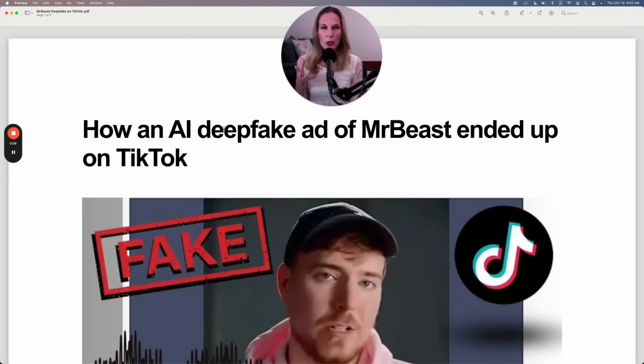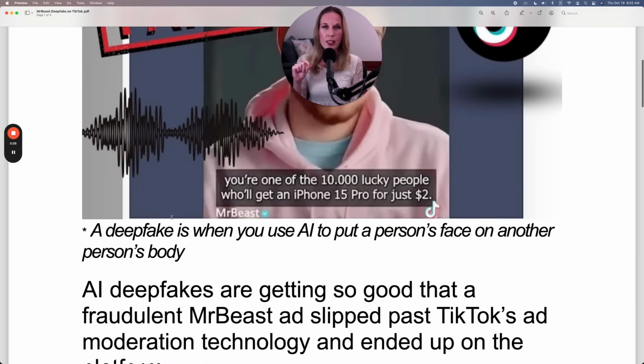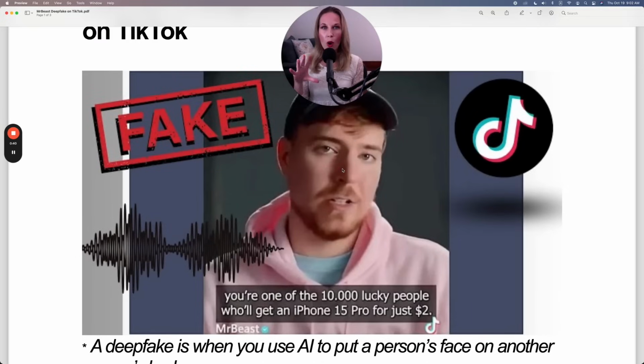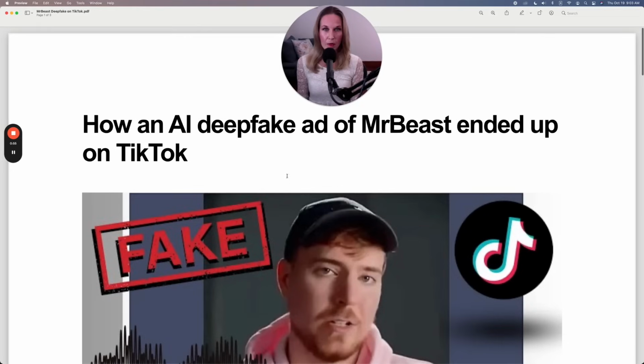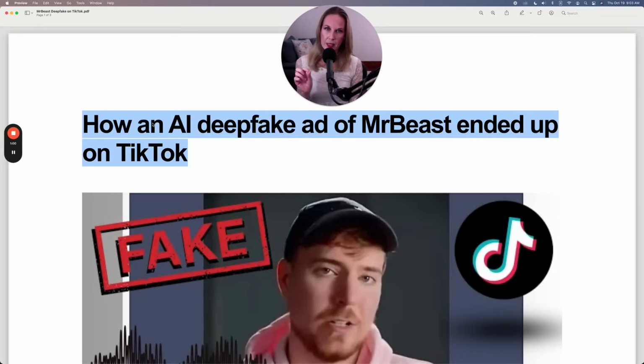If you're not familiar with what a deepfake is, I have a very simple definition here. A deepfake is when you use AI, artificial intelligence, to put a person's face on another person's body. So this is not MrBeast. They put his face on this body, but this is not MrBeast in this video, even though it looks like him and it sounds like him too. That's a deepfake.